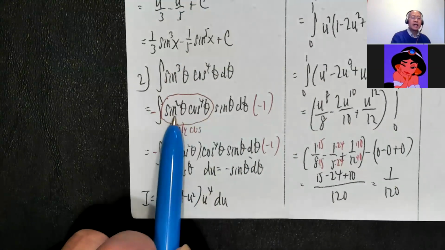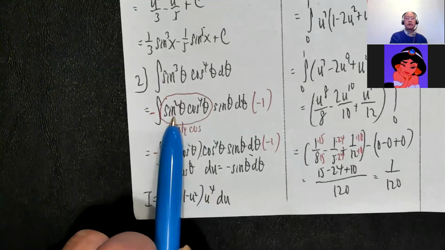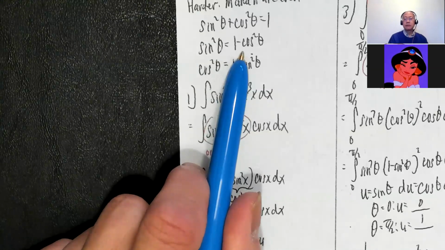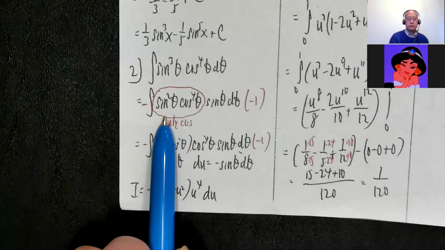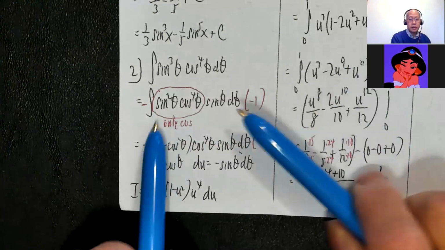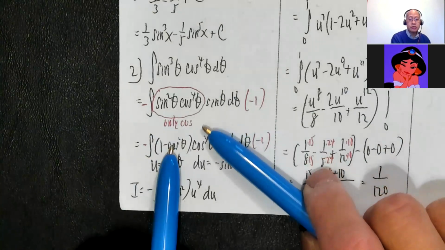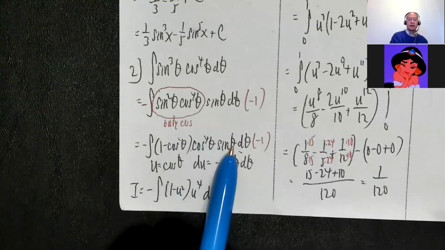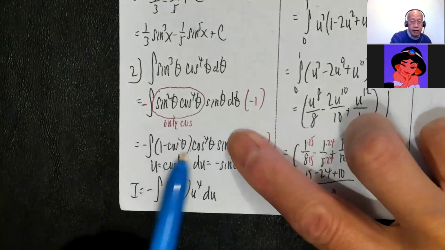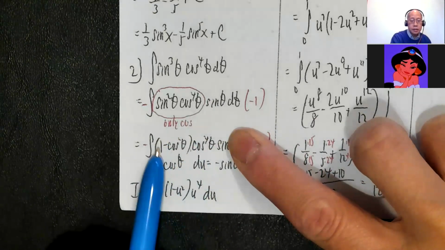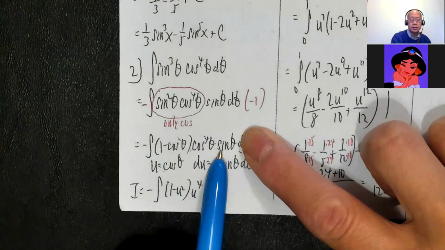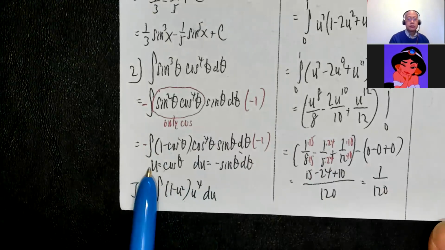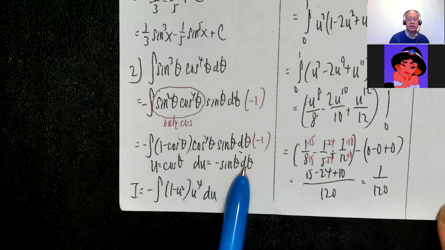This has sine squared. Can I change this to cosine? Yes, because we know sine squared is one minus cosine squared, right? So here we go. Sine squared of theta is one minus cosine squared theta. Leave this alone, cosine to the fourth, sine of theta, d theta. So everything right here only says cosine, whose derivative is almost the sine, S-I-N-E. Gonna do my u substitution. U equals cosine theta, du is negative sine theta d theta.